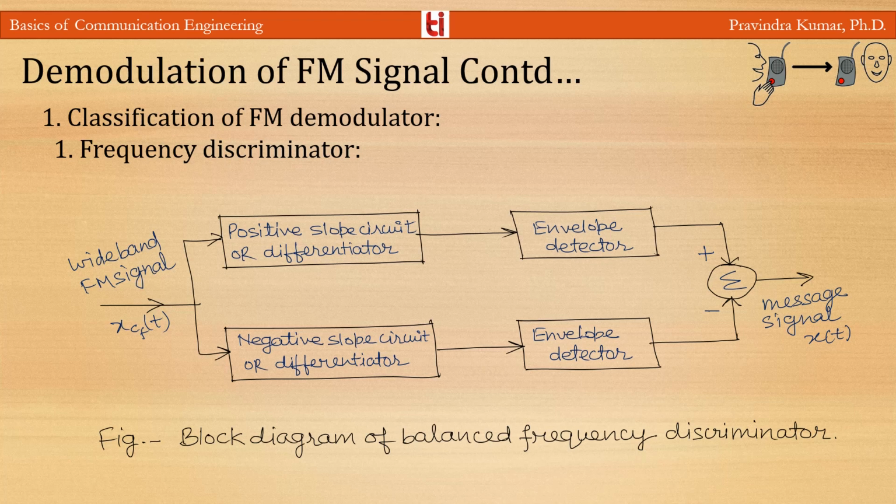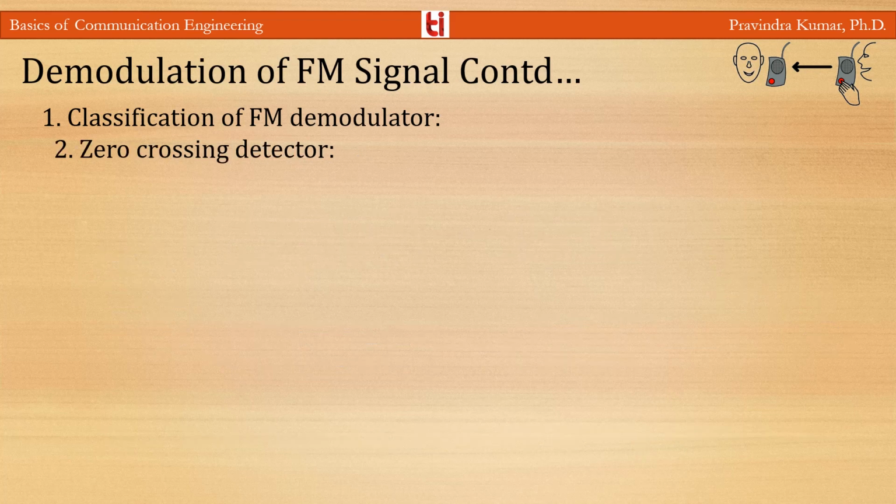It produces the modulated output of the AM wave, which is nothing but the modulating signal. So here we will use a positive slope circuit or differentiator, and the other is the negative slope circuit, and the wideband FM signal is applied to these. Then we will use an individual envelope detector for each, and using the summer block we can get our message signal. Now another is the zero crossing detector.